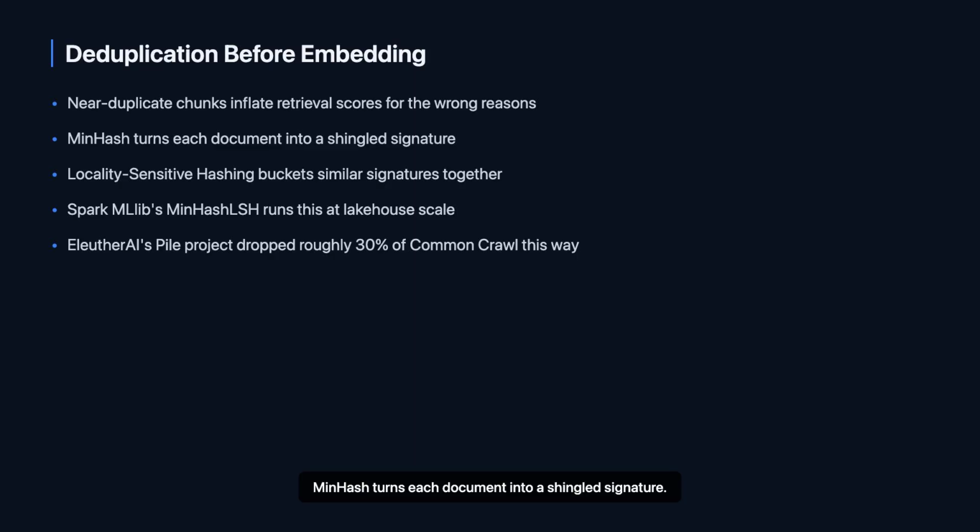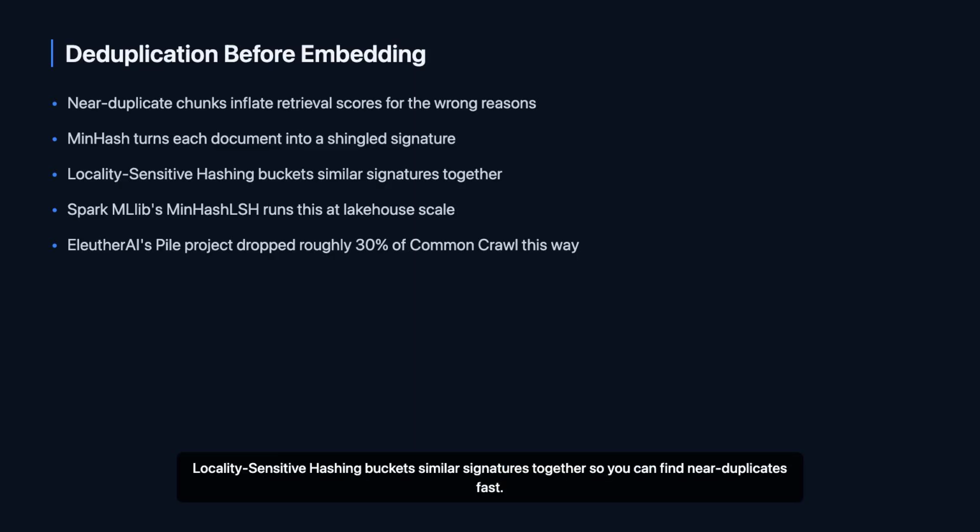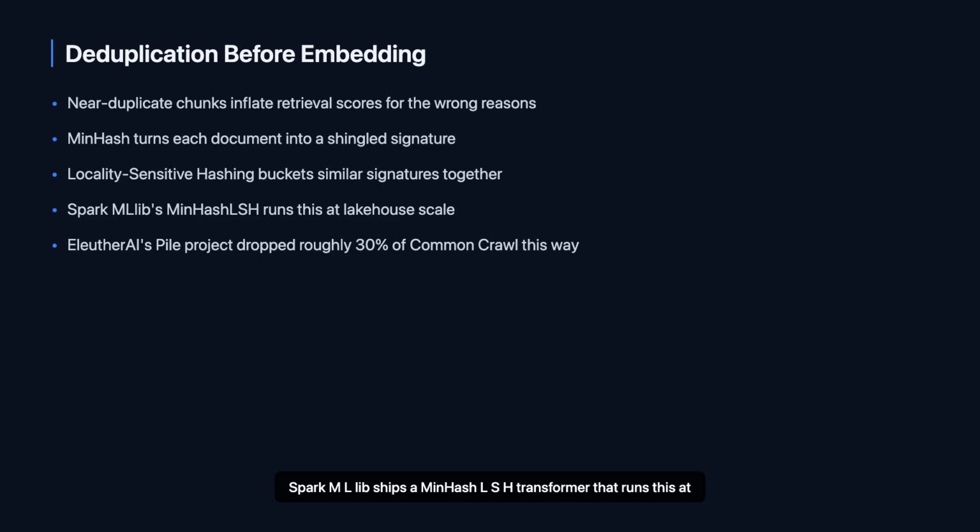Min-hash turns each document into a shingled signature. Locality-sensitive hashing buckets similar signatures together so you can find near duplicates fast. Spark ML ships a min-hash LSH transformer that runs this at lakehouse scale.